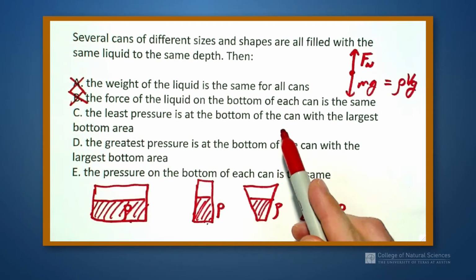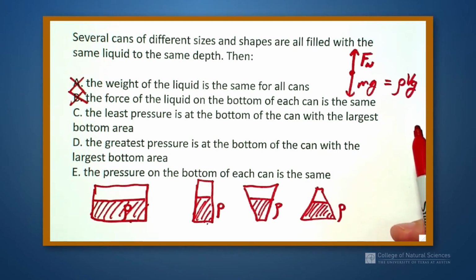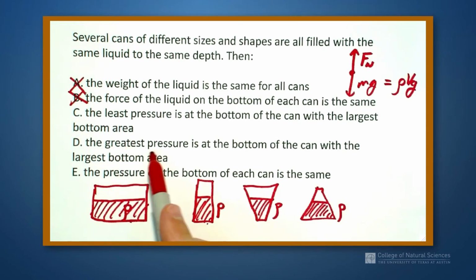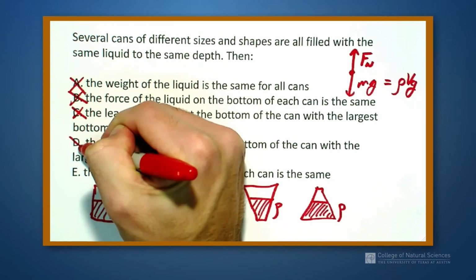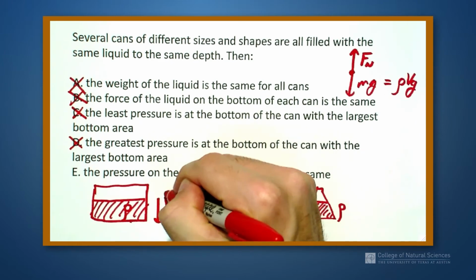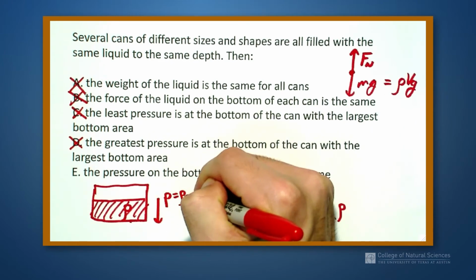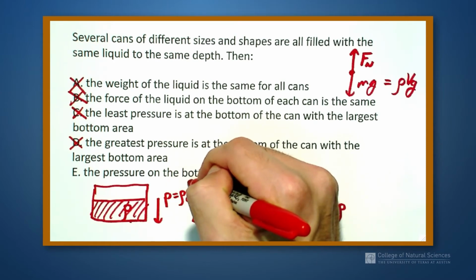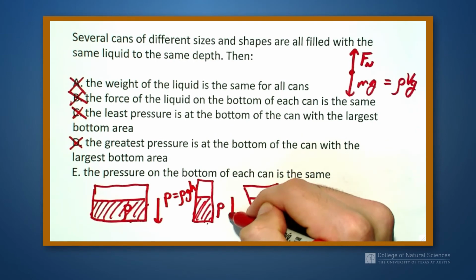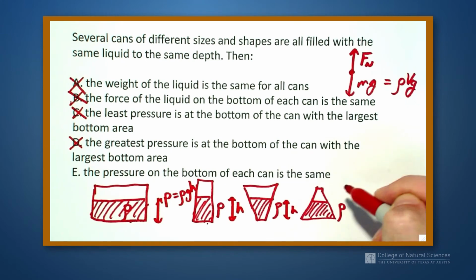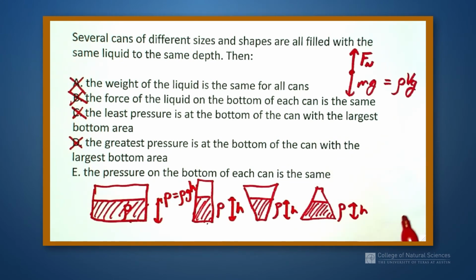The pressure on the bottom of the can: the least pressure is at the bottom of the can with the largest area, or the greatest pressure is at the bottom of the can with the largest area. I'm going to say both of these are wrong because I know that as I go down in depth, the pressure is equal to the density of the fluid times gravity times the height that I travel down. And since all of them have the same height change, they're going to have the same pressure.